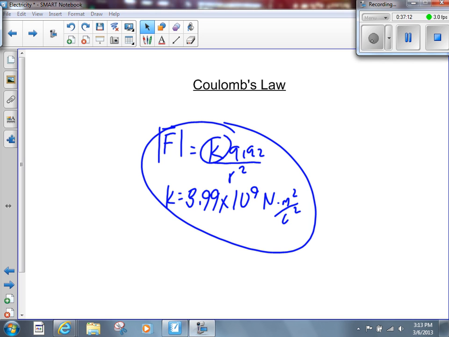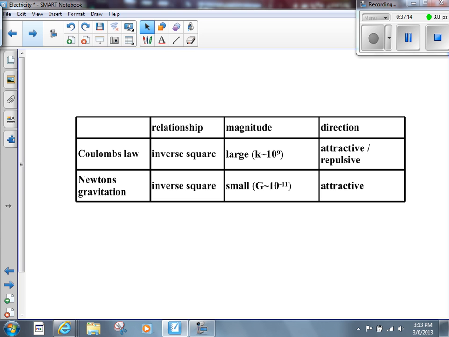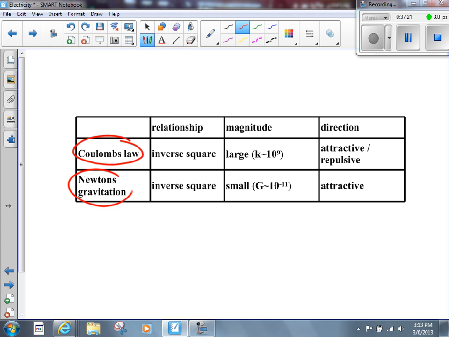Got a little summary chart on the next page here. Coulomb's law, that's the new one that we just did today. Newton's law of gravitation that we did last year. They're both what we call inverse square relationships because F is related to the inverse of the square of the distance that separates the charges or the masses.